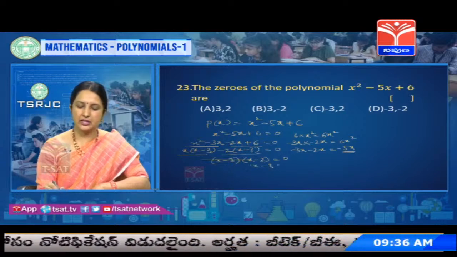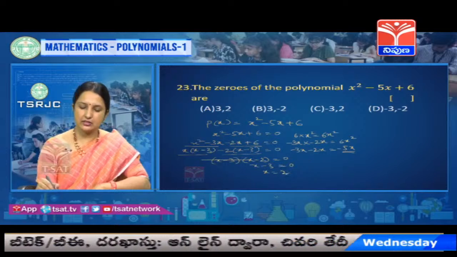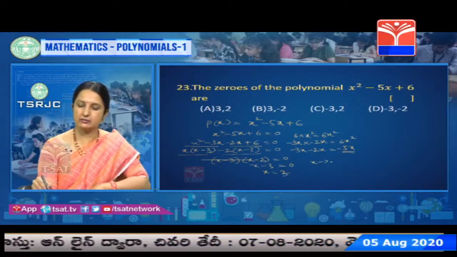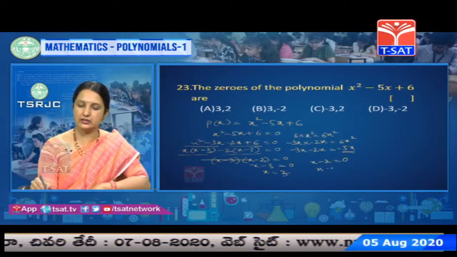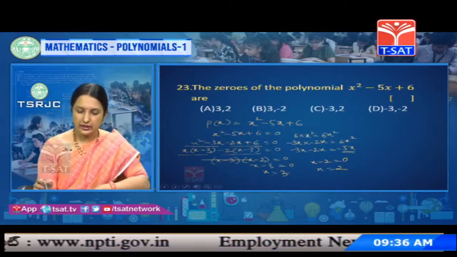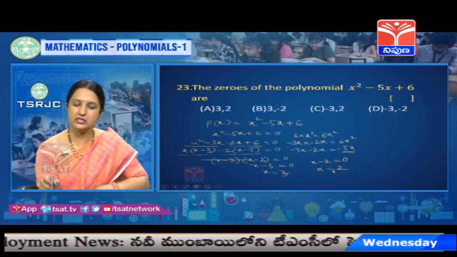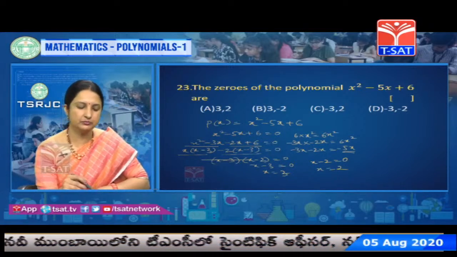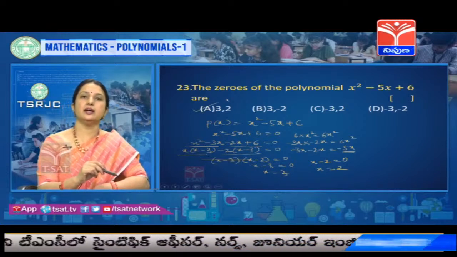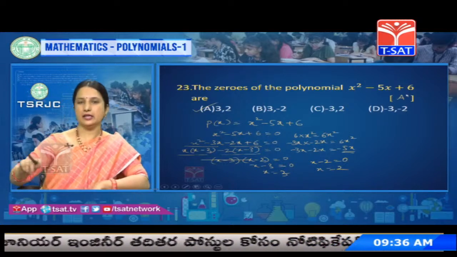Then when you write x minus 3 equals to 0, you get x equals to 3, and when you write x minus 2 equals to 0, you get x equals to 2. So x equals to 3 and 2. 3 and 2 are the zeros of this polynomial. So in which option is it there? 3 and 2 are there in option A. So the correct answer is A.